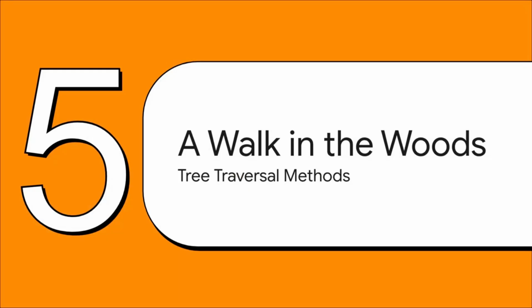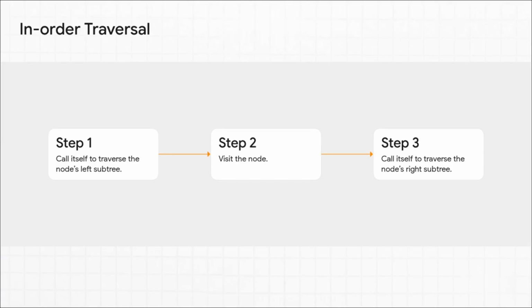So we're good at finding and adding one thing at a time, but what if you need to visit every single node in the tree, maybe to print them all out or something? Well, this process is called traversal, and there are a few different ways to do it. And the order you choose matters a lot. First up, and probably the most important one to know, is called in-order traversal.